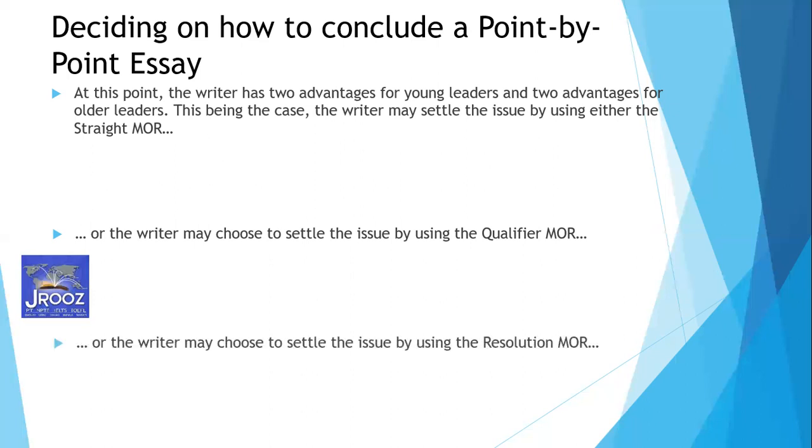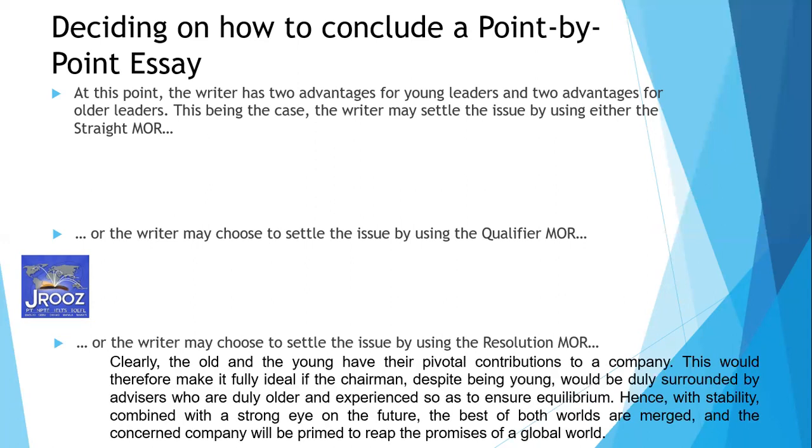And then, or the writer might choose to settle the issue by using the compromise. Clearly, the old and young have their pivotal contributions to a company. This would therefore make it fully ideal if the chairman, despite being young, would be duly surrounded by advisors who are duly older and experienced so as to ensure equilibrium. Hence, with stability combined with a strong eye on the future, the best of both worlds are merged, and the concerned company will be primed to reap the promises of a global world.